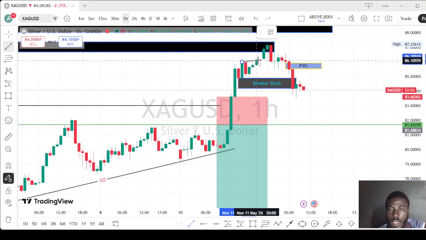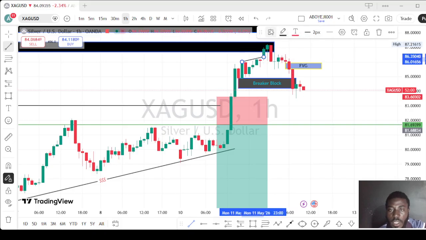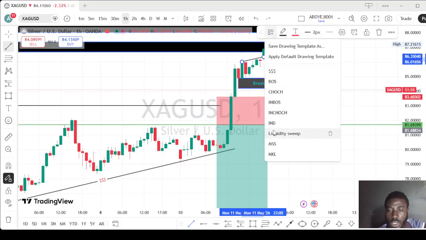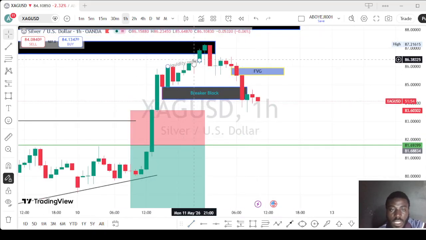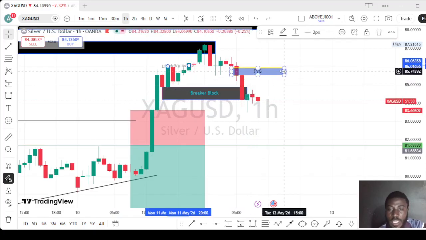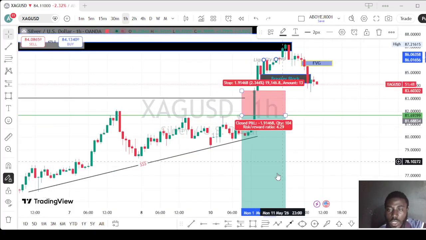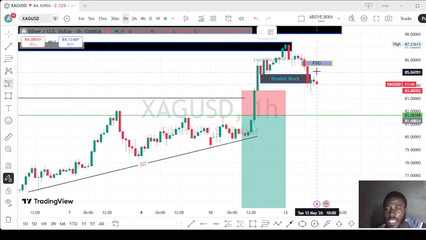This is not a break of structure. It serves as liquidity strength. So I'm expecting the market to come back to this FVG before I can see a huge dump.